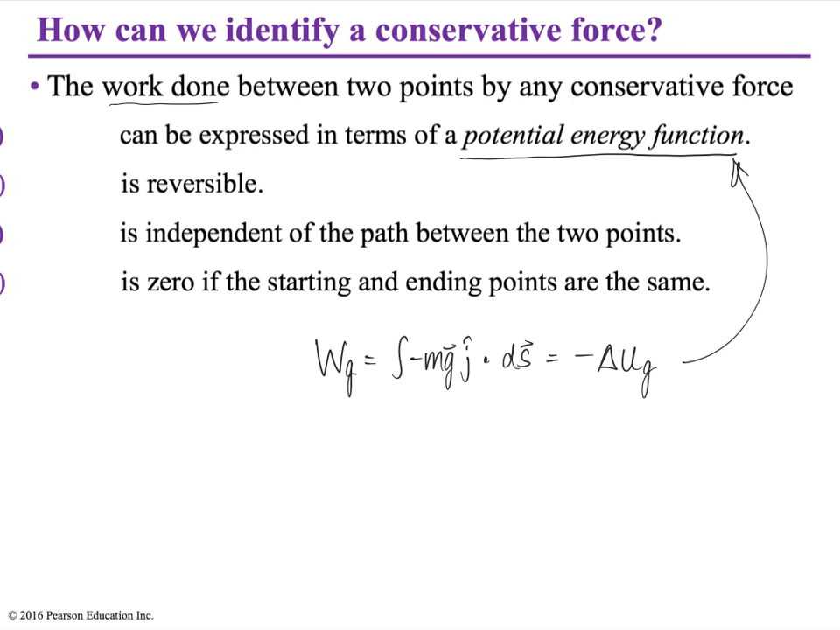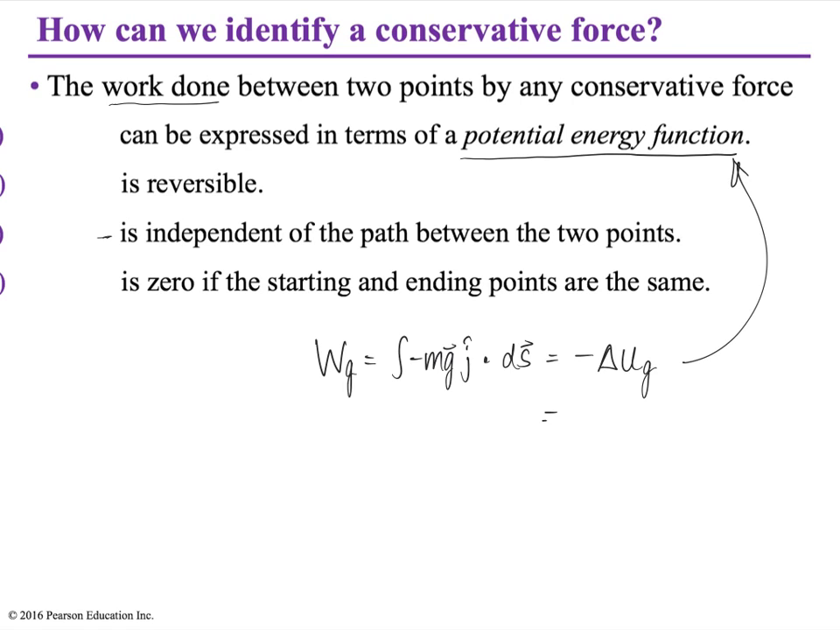It also is true that the work done between 2 points by a conservative force is reversible. That means that if I went from an initial point to a final point and we did work, I could also go backwards from the final point back to the initial point, and the system would return back to its original state. It turns out that in nature, you can't always reverse a process, but with a conservative force, you can. The other thing is we're going to look at, and we'll look at this in more detail in a little bit, is that the work done is independent of the path.